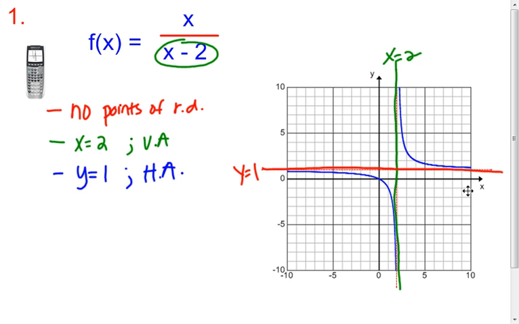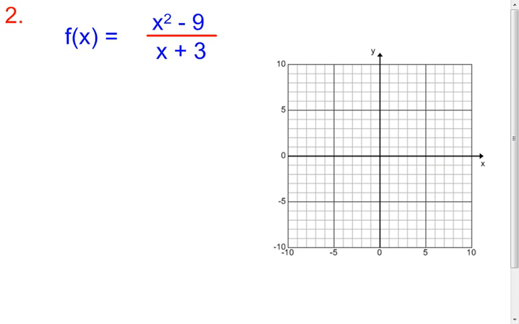And then, of course, just sketch your branches in. If you want to get some exact points, you can certainly go to your table and plot some exact points if you would like. But otherwise, just sort of sketch your branches in. I'm not too terribly concerned about that. Okay, so that's how that one goes.